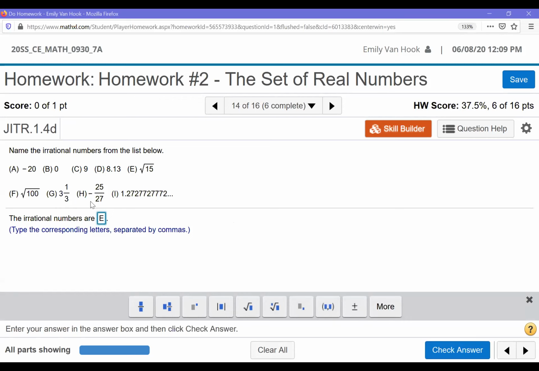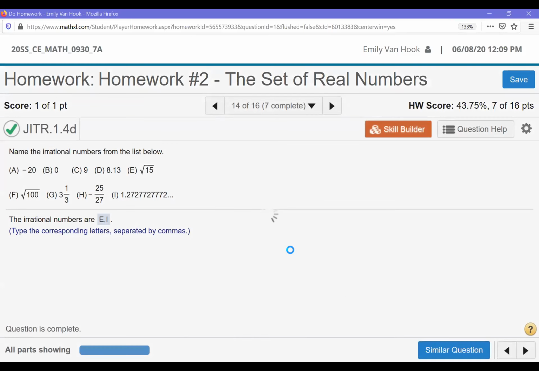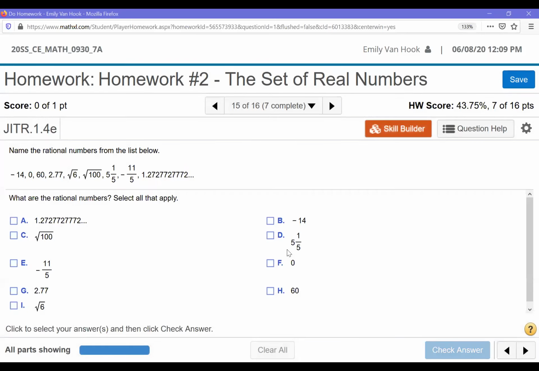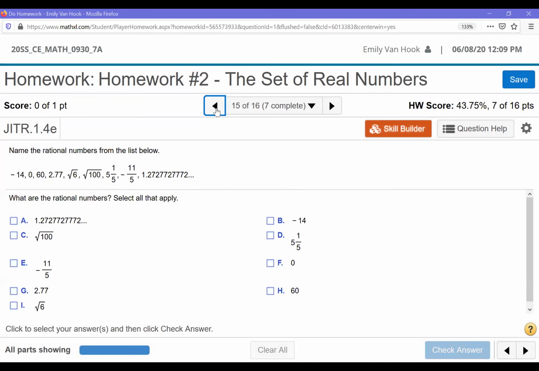3 1/3, 25, 27s, those are fractions, which means they are rational. So don't choose those. The other one you would choose is this decimal here, which is choice I. That's not a 1, that's an I, capital I. Okay. Good. The only type we haven't gone through right now is rational, which is number 15. And then what's number 16? Just to get a little preview. Real numbers, that's good. That's good.